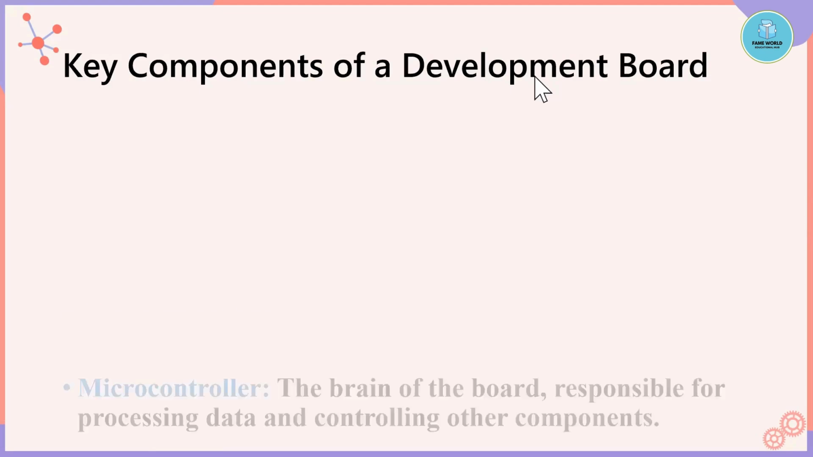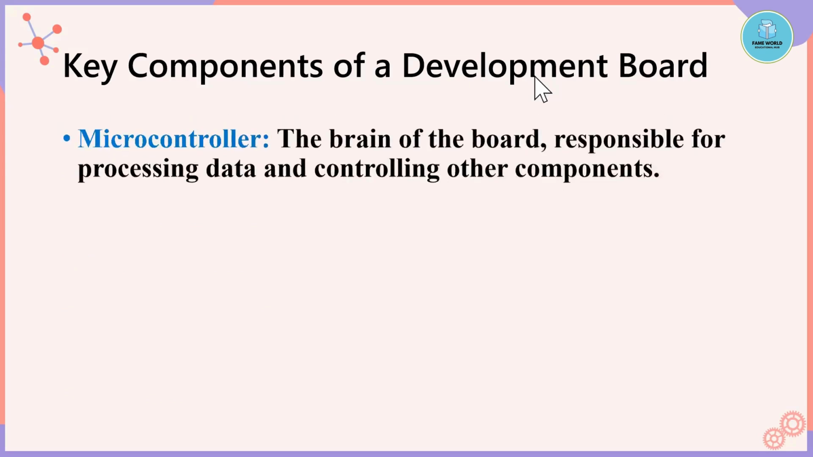Now let's talk about some more. Arduino Uno was one example. There are many different kinds of boards. I just showed you one economic board which we use in real life. Now, which are the key components? What are the key components of a development board?